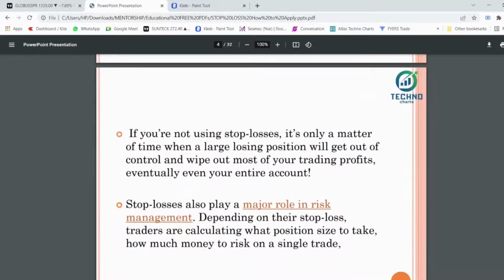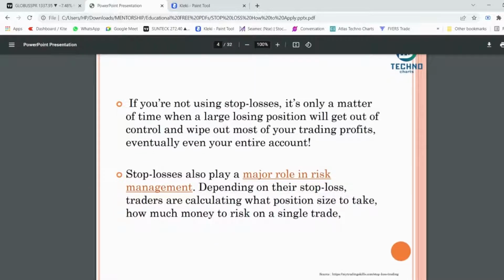Now, if you're not using stop loss, it is only a matter of time when a large position will get out of your hands and you will lose entire profits, and you can even wipe your account in a single day. So stop loss plays a very important role in risk management, where you can decide your position size and how much quantity to take in a particular stock. So stop loss is one of the most important things in trading, and one should never ignore it.